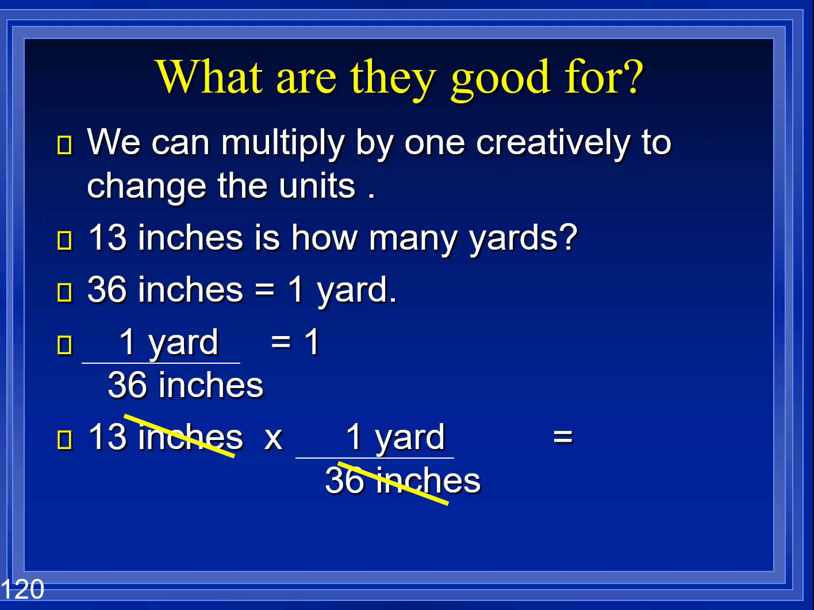Why do they cancel out? Because I set them up so that they cancel out. The reason why I picked this conversion factor is because I knew I wanted to get rid of inches. So I picked the one that had inches on the bottom. I had two to choose from. I picked the one that had inches on the bottom. Okay? That means my answer is going to be in yards.